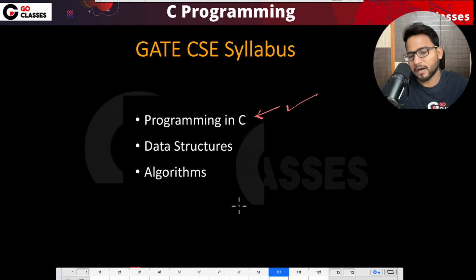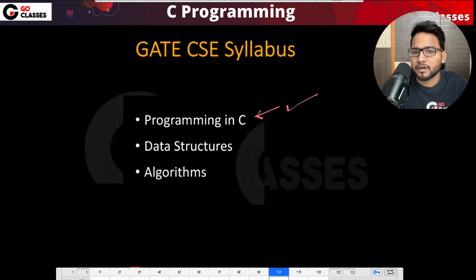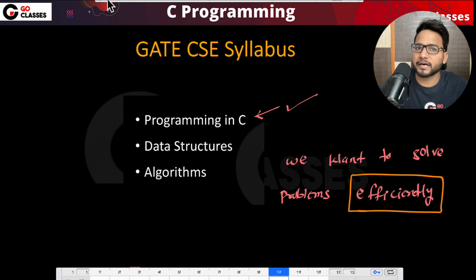What do you think? Currently you might not know what a data structure is, or what an algorithm is. But let me give you a brief introduction to why we need all of these subjects. See, if you have a problem in your hand, then you might want to solve it. And not just solve it, you want to solve it efficiently, right? So we want to solve problems efficiently. Now, currently it might not be 100% clear what this efficiency means, but it will get clear when we see algorithms.